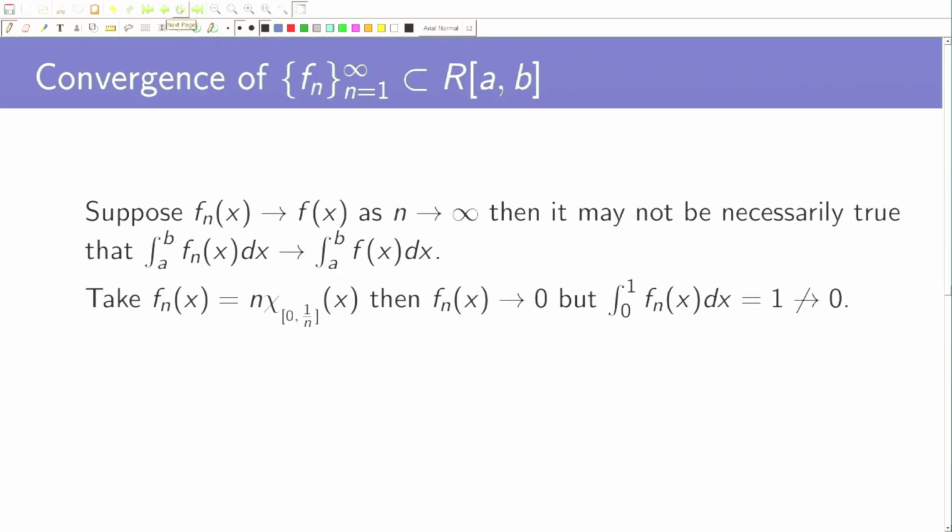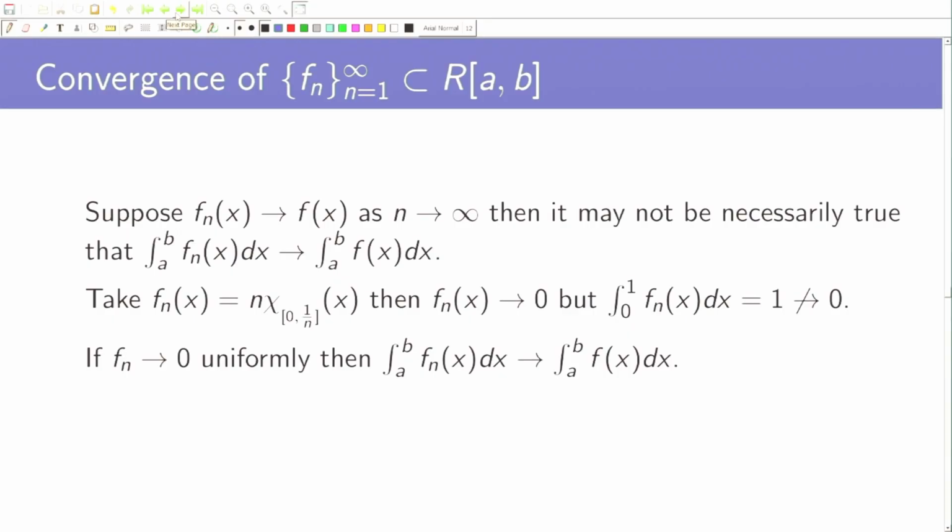Now, if I take the integral from 0 to 1 of f n x, this is going to be n into the integral from 0 to 1 by n dx, which is equal to n into 1 by n, which is equal to 1. And now, the integral of the 0 function, because f of x is 0 here, therefore, integral 0 to 1 of 0 dx is equal to 0, and this is 1, which does not converge. So, Riemann integration in principle does not really respect the pointwise convergence.